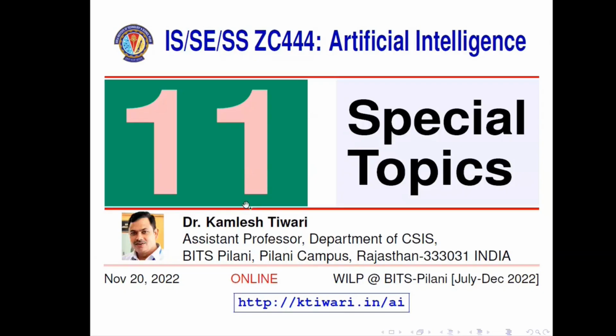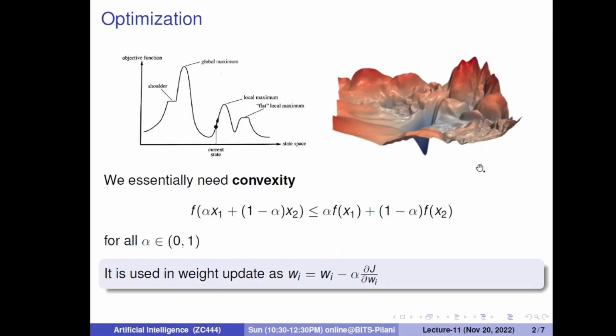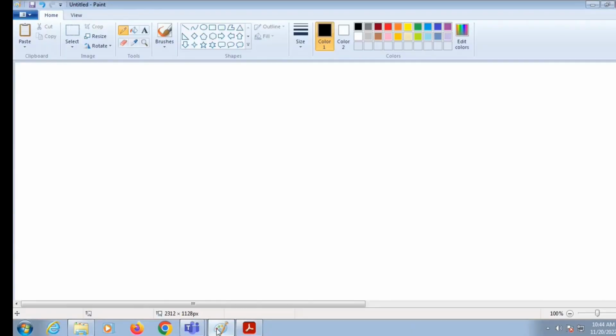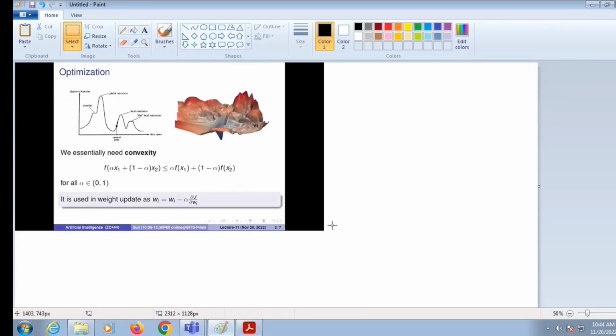Welcome once again. This is lecture number 11 of the AI class. We are going to see some special topics. And the first special topic that I wanted to talk to you about is optimization. And it's not new for you. Optimization, you know. Okay. So here, I would first go with respect to what we have done earlier.